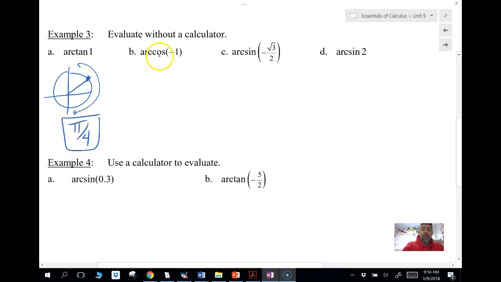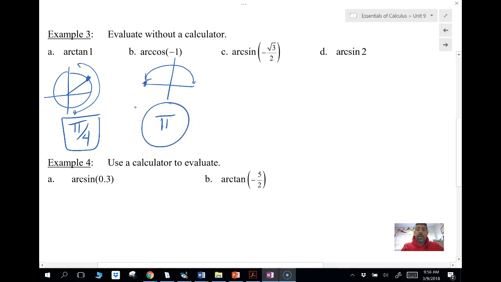Okay, what about the arc cosine of -1? Well, arc cosine of -1 is where's the cosine -1? Remembering that cosine has to be between here and here. The only place is right here at π, so the answer is π.